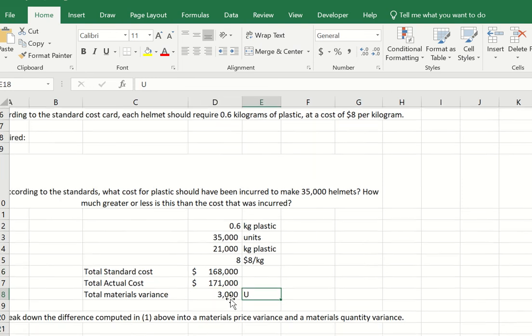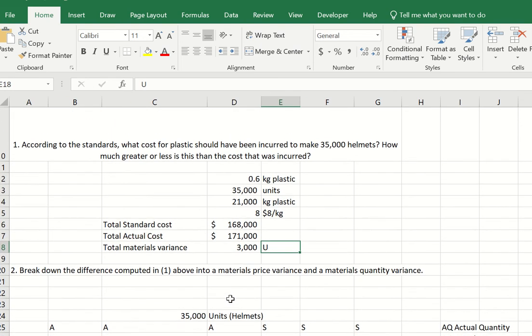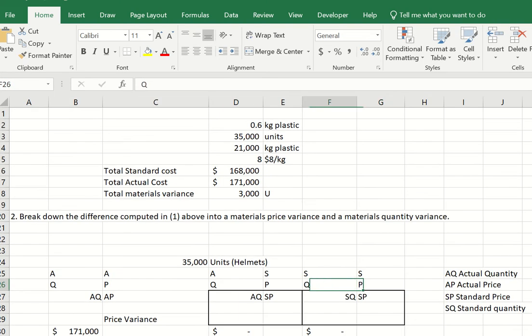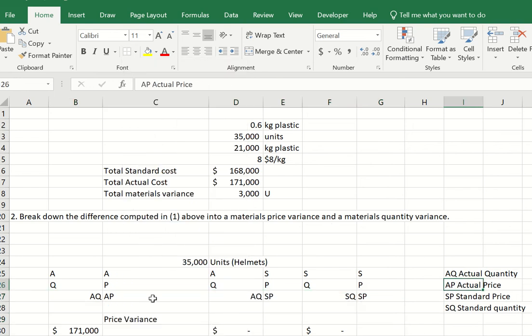And now the second part of the question asks you to break it down into a materials price and quantity variance. The way that I like to remember my formula is AAA, SSS, QP, QP, QP. So your formula would be something to this effect, with the AQ, which stands for actual quantity, AP, which stands for actual price, then actual quantity again, and standard price.